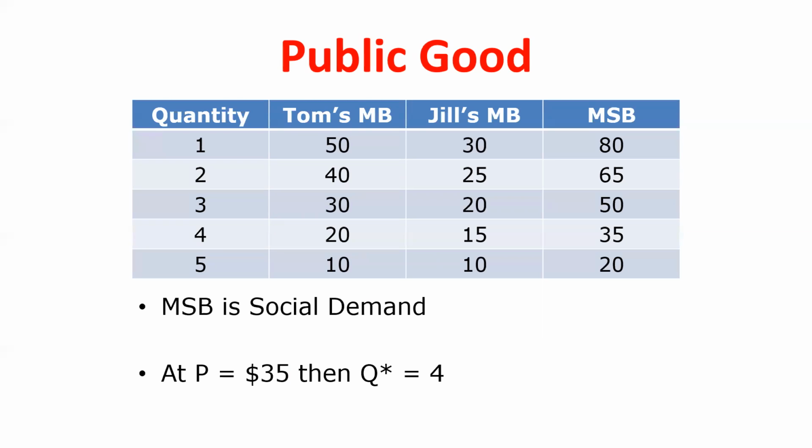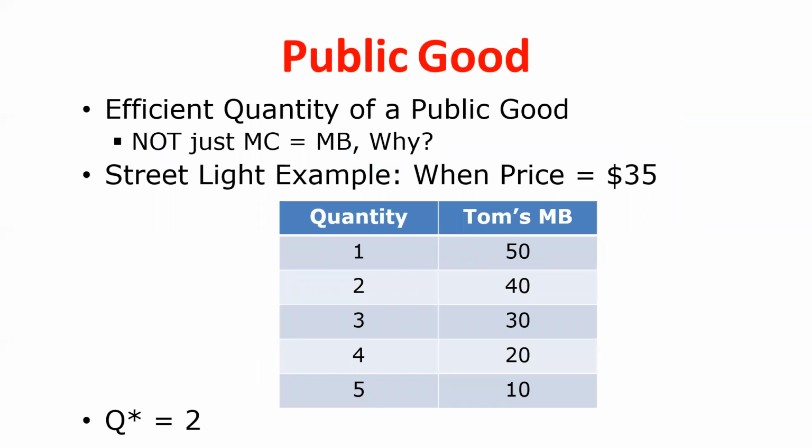Well, then maybe we have Jill. We'll just focus on Jill for a second. How many street lamps would Jill decide to build for herself? 0, right? The very first one only has a marginal benefit of 30 and the price is 35. So Jill isn't going to purchase or build even 1 street lamp. So between the 2 of them, how many street lamps do we have? 2 plus 0, so 2. So even though Tom decides to build 2, that's not the optimal quantity for society, right?